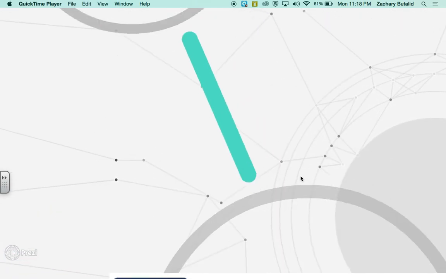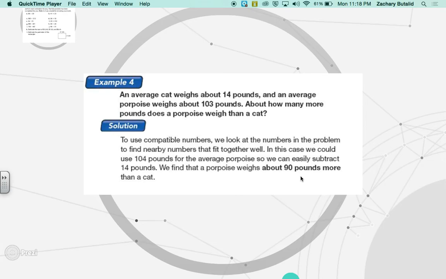All right. Example number 4. An average cat weighs about 14 pounds, and an average porpoise weighs around 103 pounds. About how many more pounds does a porpoise weigh than a cat? All right. So what we're going to do with this one is use compatible numbers, and we're going to look for numbers that fit together well. Okay. So when we use compatible numbers, we don't necessarily have to round all the way to the zero. We're just looking for numbers that work together, so that I have an easy answer that's close to the actual answer, right?